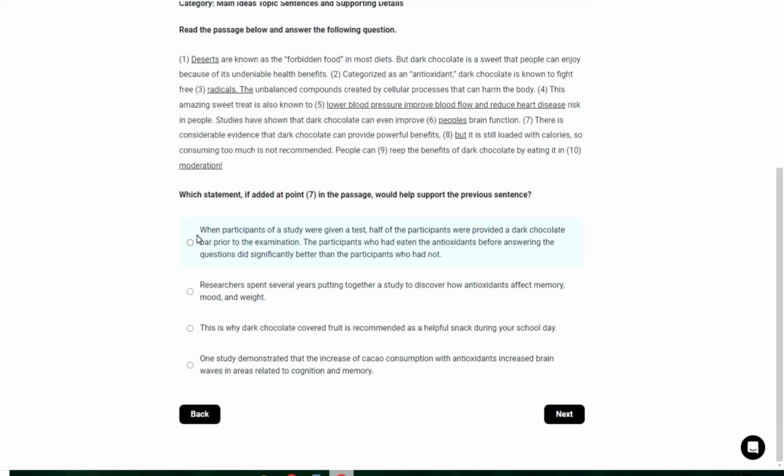B. Researchers spent several years putting together a study to discover how antioxidants affect memory, mood, and weight. C. This is why dark chocolate-covered fruit is recommended as a helpful snack during your school day. D. One study demonstrated that the increase of cacao consumption with antioxidants increased brain waves in areas related to cognition and memory. Go ahead and give me your best shot.